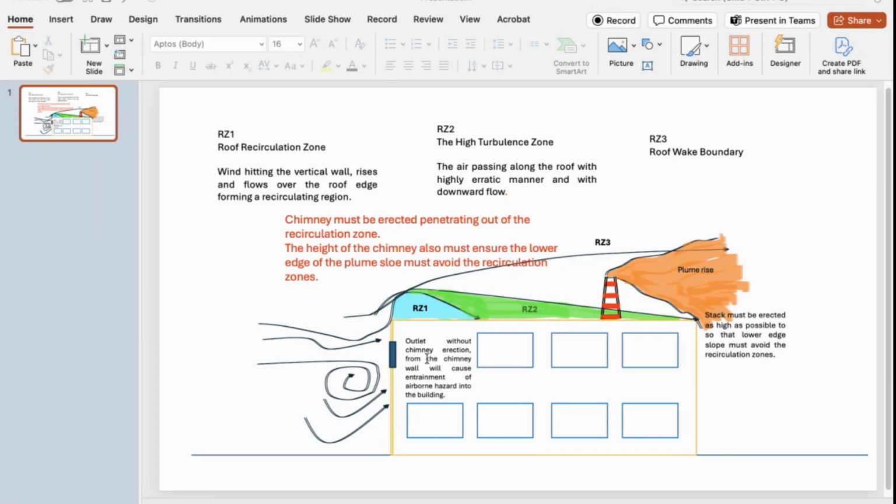You have to have a chimney. Why? If you discharge it here, it's going to mix with this entrained cyclonic effect, and it's going to come back into the building. If you have an AHU inlet around here, that's going to be even worse.